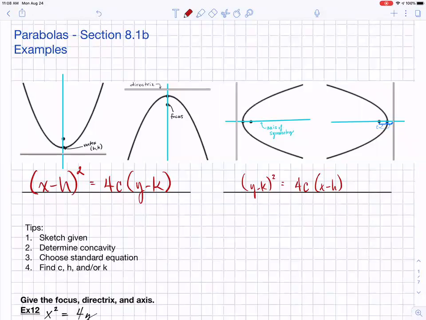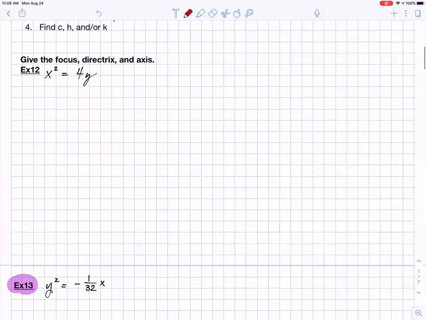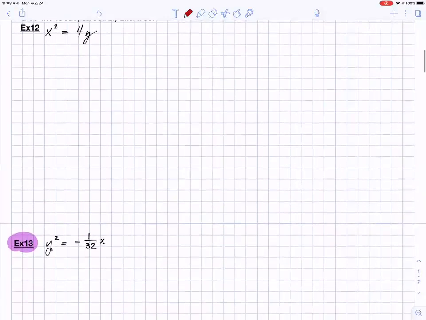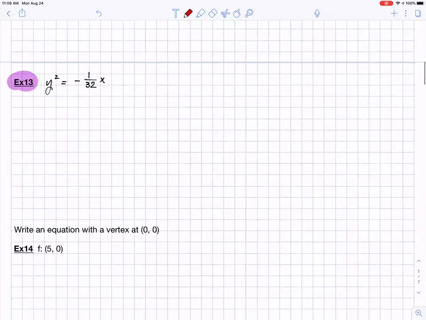All right, so let's see here. Let's just jump right into some examples. Okay, so we'll leave 12 alone. It's not highlighted. It's an easy one. Let's go down to number 13. By the way, these are continued numbering from the circles. Remember that all of these are in section 8.1. I might take 2 days on 8.1 and 2 days on 8.2, so that's why the numbering doesn't start with number 1. The directions: give the focus, give the directrix, give the axis. All right, so we're looking at number 13.